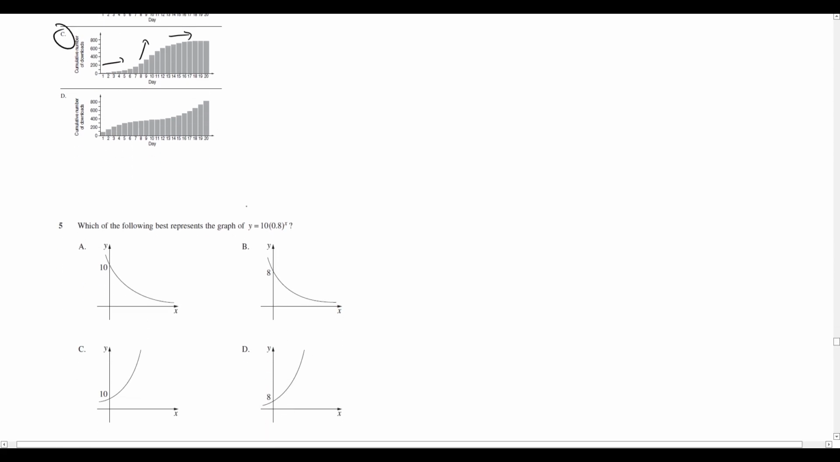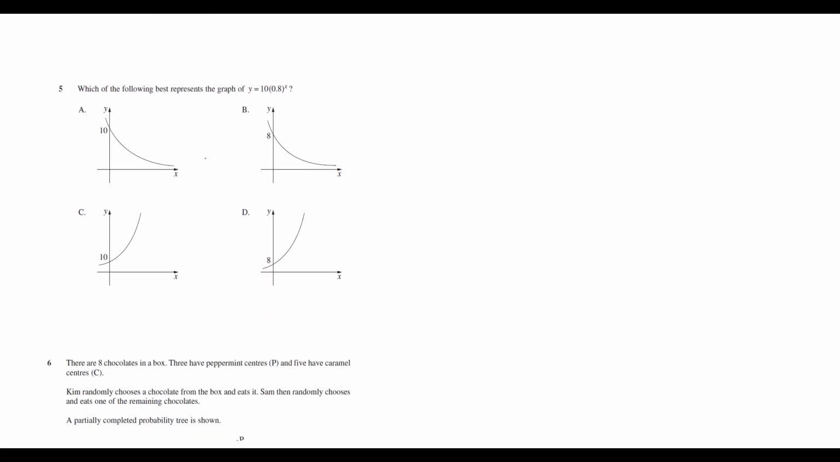And there we are. So question 4 is going to be C. Now, question 5. Which of the following best represents the graph y equals 10 times 0.8 to the x? So first thing that we can check is going to be the y-intercept. When x equals 0, then 0.8 to the power of 0 will just be 1. So 10 times 1 is just going to be 10.